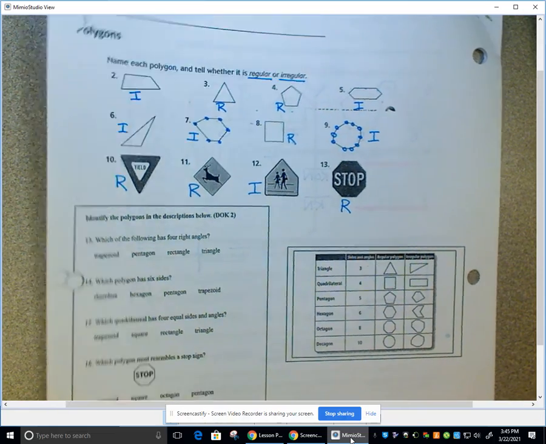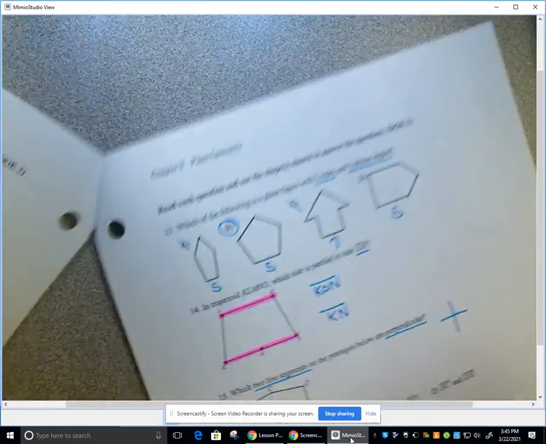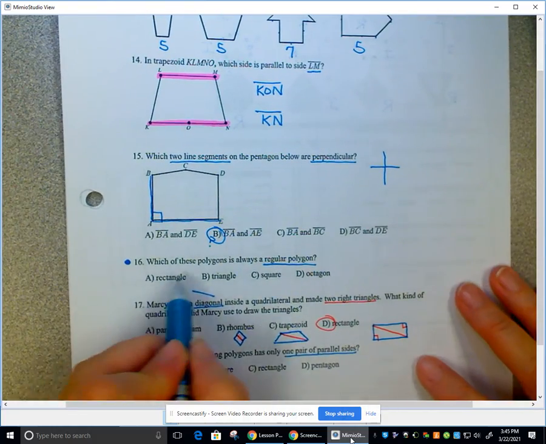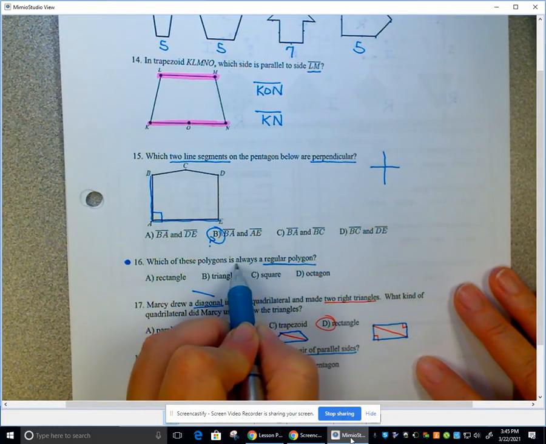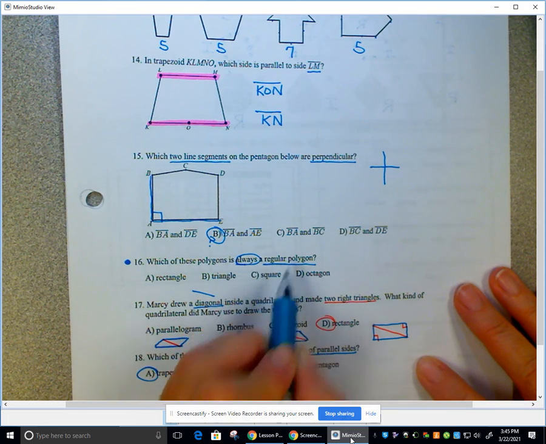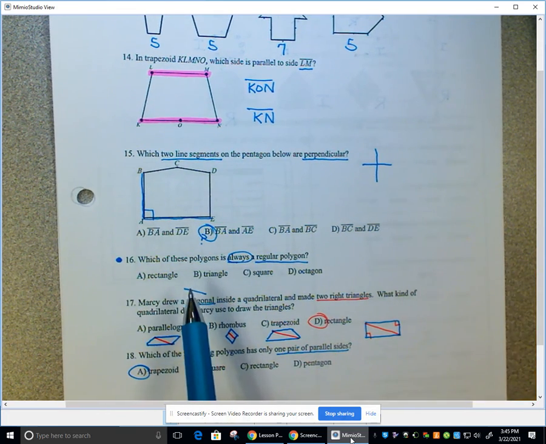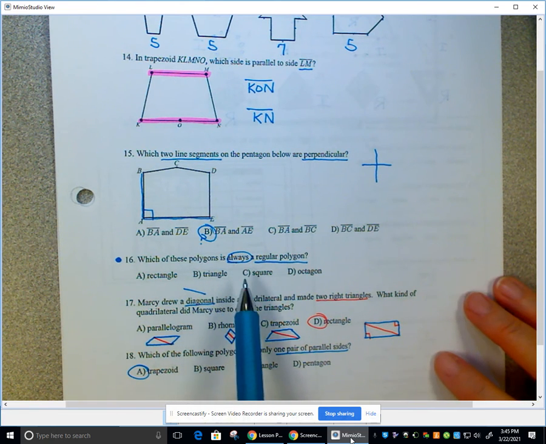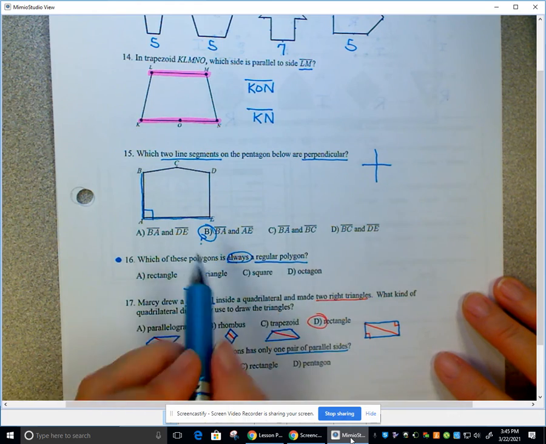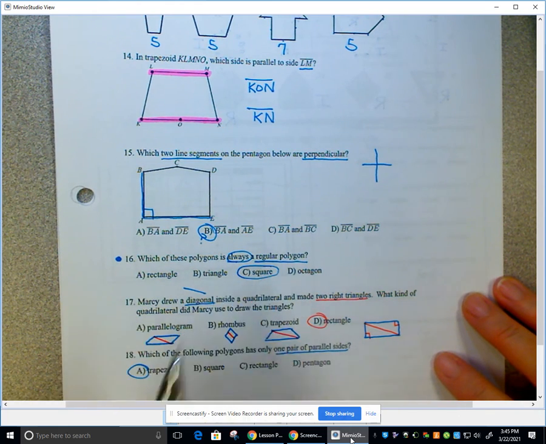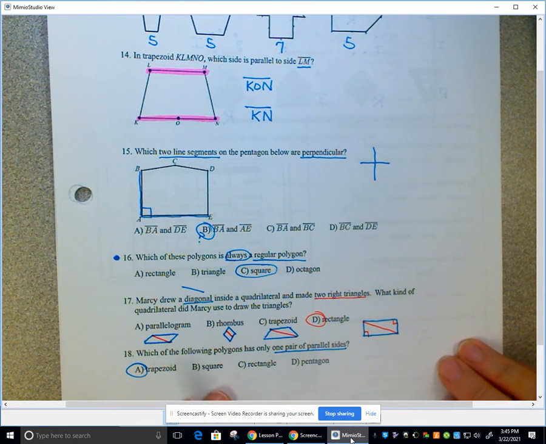So that is a regular octagon. So now you know, if we can go back and look at number 16, which of these polygons is always a regular polygon? Which one of these will always have all sides the same length, and all the angles the same? I hope you're saying square. Square will always be a regular polygon.